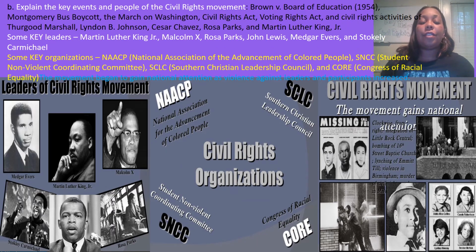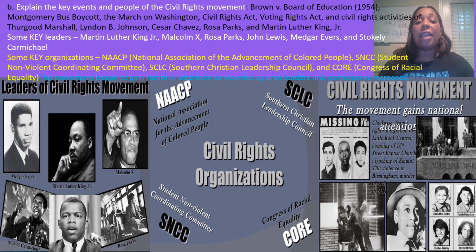While there are many leaders of the civil rights movement, some of the key leaders include Martin Luther King Jr., Malcolm X, Rosa Parks, John Lewis, Medgar Evers, and Stokely Carmichael. Some of the key organizations during the civil rights movement were the NAACP, which was the National Association for the Advancement of Colored People, SNCC, Student Nonviolent Coordinating Committee, SCLC, Southern Christian Leadership Conference, and CORE, Congress of Racial Equality.